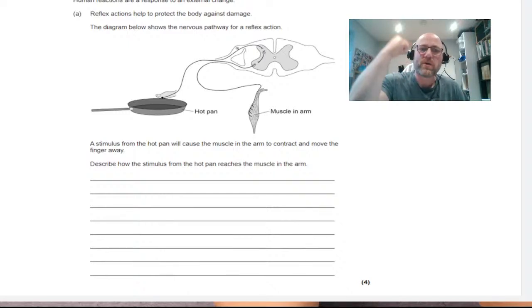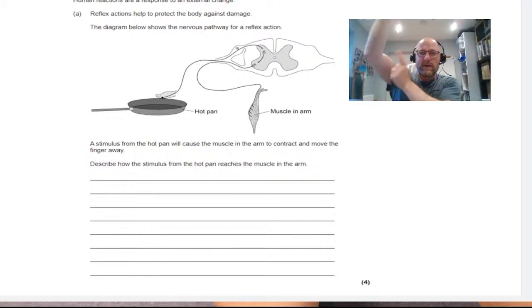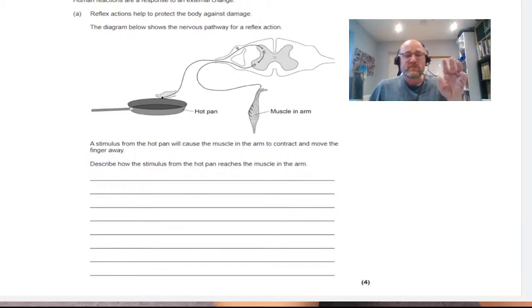4-mark question. You now have to put it all together. Describe how the stimulus, the hot pan basically, reaches the muscle in the arm. And of course the person pulls away. So 4 marks. I'm sure you guys would be fine with this. Do you know what? I'm just going to skip straight to the answers. You can always rewatch, pause it and practice writing it out and seeing if you can get there.